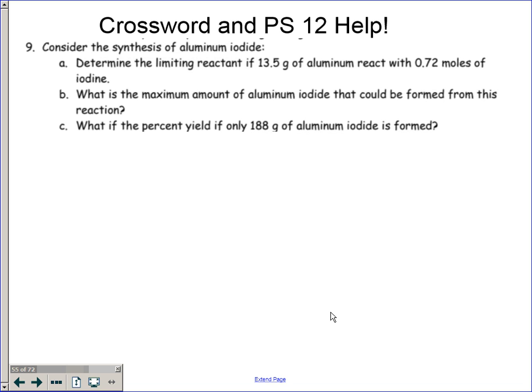Okay. Alright, so if you are working on number 9 with me, I'm not literally doing it for you. You're going to walk me through it, okay? So help me out here. Whenever you look at number 9, it says consider the synthesis of aluminum oxide. Okay, so you are writing down the reaction first. Go, write down the reaction first.